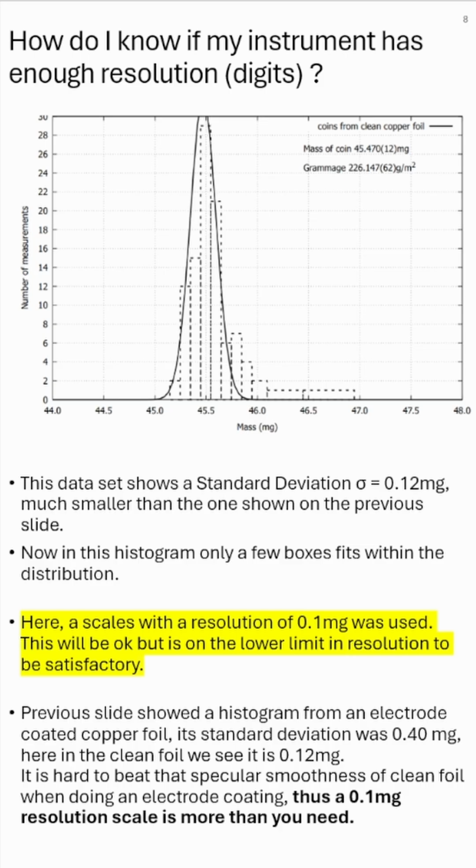And especially, I will say, since we're going to talk in this presentation about electrode coating, the coating weight will be the interesting part. And that will increase the standard deviation, as we saw. If you're measuring on clean copper foils like this, it will be perfectly fine.